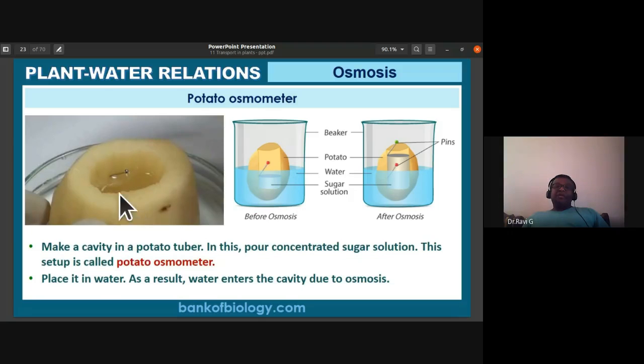So make a cavity in a potato tuber. In this, pour concentrated sugar solution, and place this potato in a beaker containing water. This complete setup is called the potato osmometer. Place it in water. As a result, water enters the cavity due to osmosis.